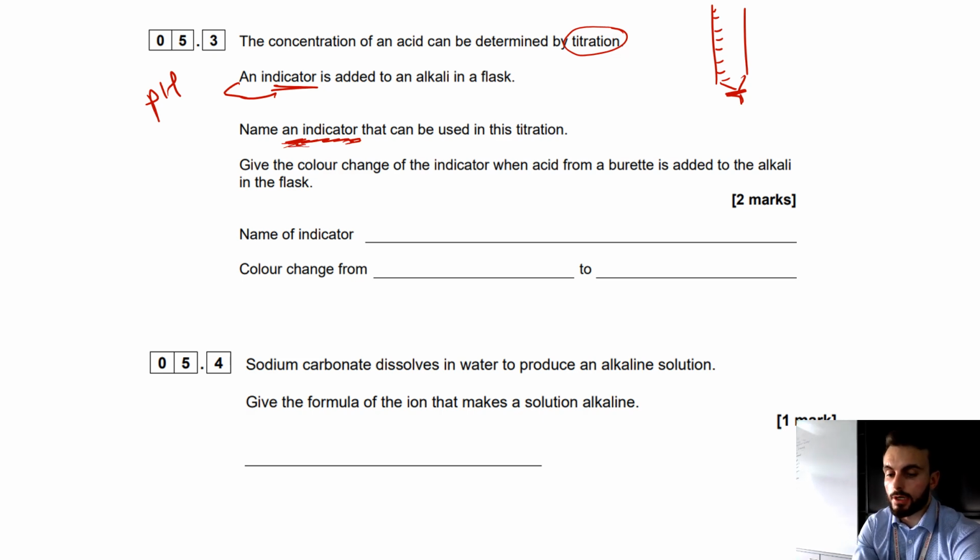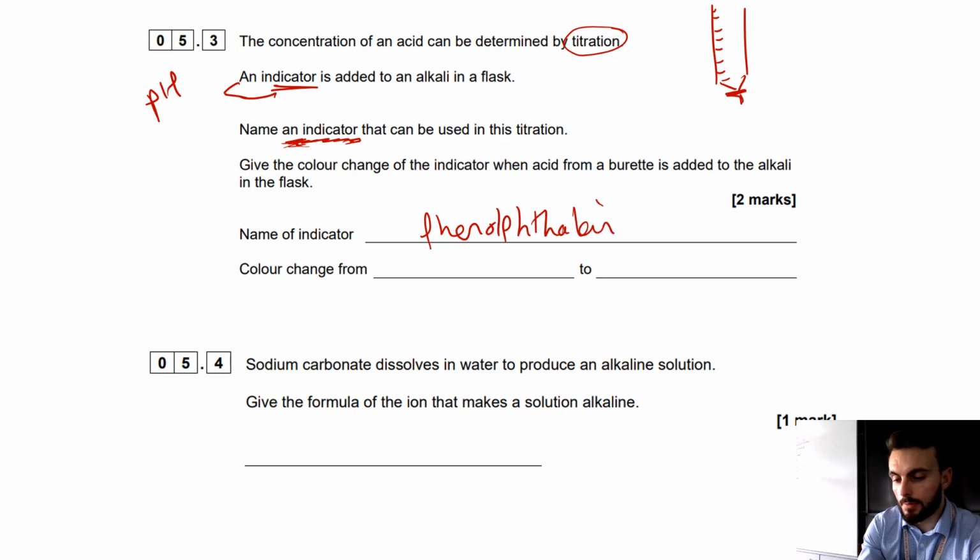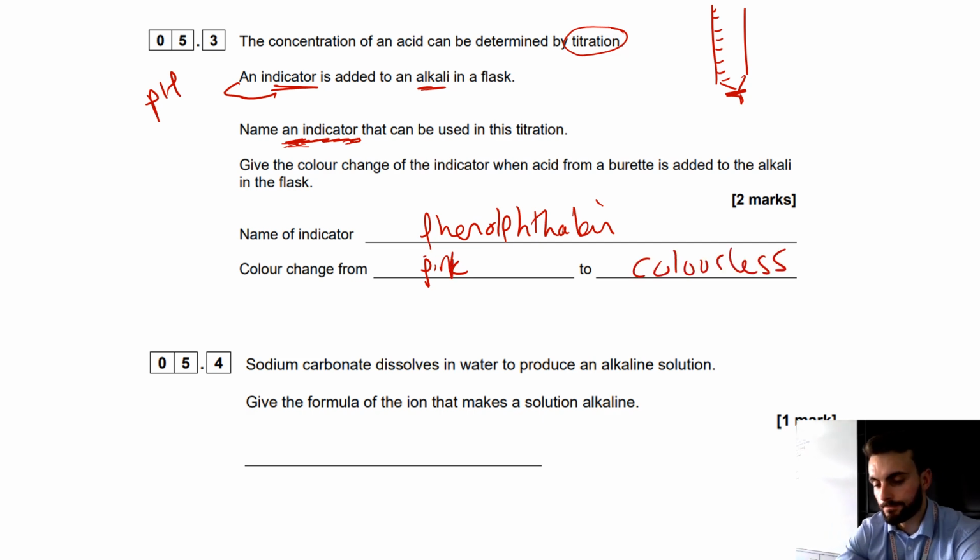Give the colour change of the indicator when acid from a burette is added to the alkali in the flask. The one we use most commonly is called phenolphthalein, which you just have to remember. If you spell it slightly wrong but it still sounds correct when you're reading it, you get away with it. Colour changes: in an alkali it is pink, and then it goes colourless when it's no longer an alkali.